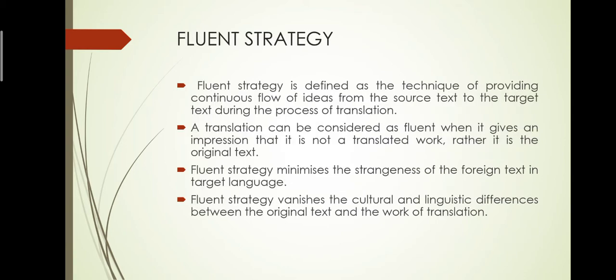The next one is fluent strategy. Fluent strategy is defined as the technique of providing continuous flow of ideas from the source text to the target text during the process of translation. A translation can be considered as fluent when it gives an impression that it is not a translated work, rather, it is the original text. This strategy minimizes the strangeness of the foreign text in the target language. It also vanishes the cultural and linguistic differences between the original text and the work of translation.